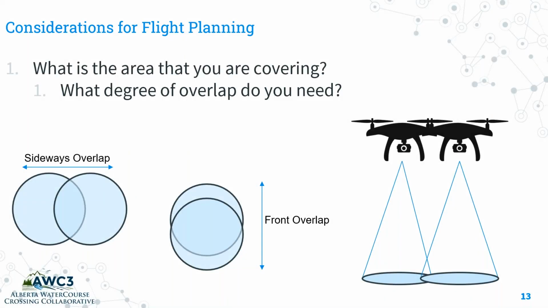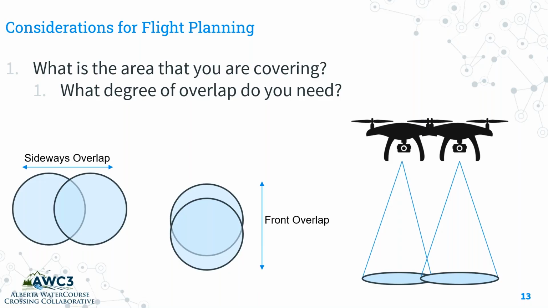We also have to start to consider things like, what is the area that you are covering? So am I only interested in the roadway watercourse crossing itself, or do I need to capture more context of what is around the roadway watercourse crossing, either upstream or downstream of the crossing, or even along the road? Do I know that I'm going to need to see where I can stage materials and the such?